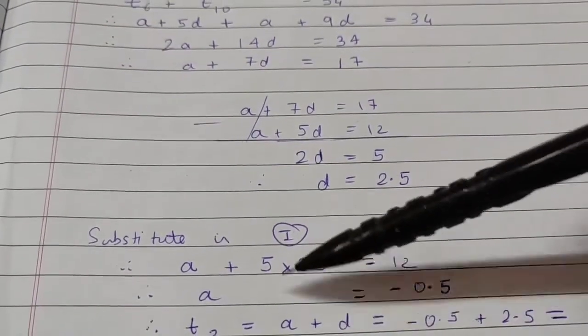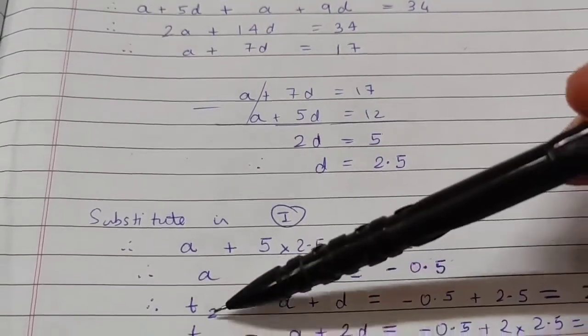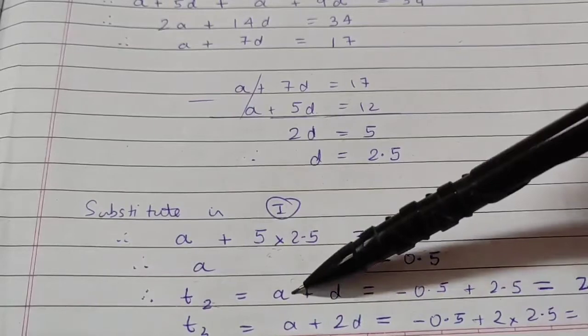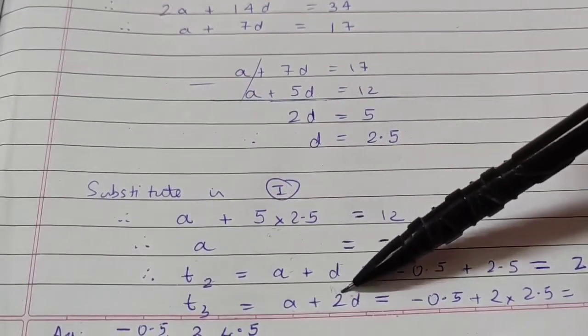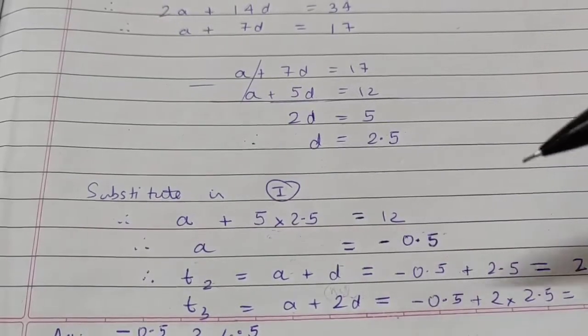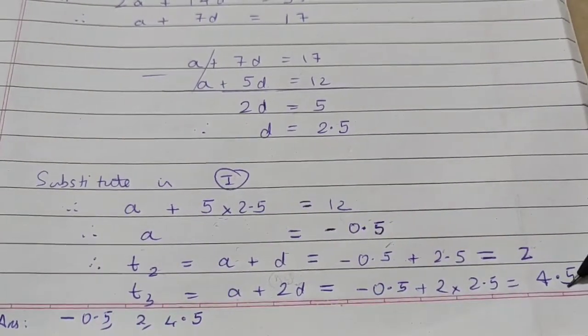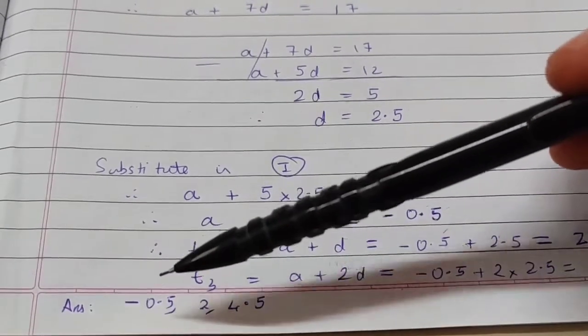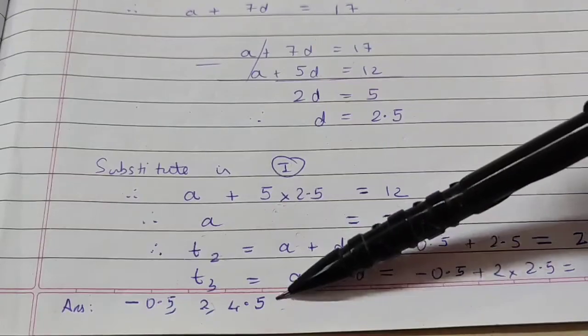Okay. First term is obviously minus 0.5 because A is the first term. Second term formula is A plus D. Third term formula is A plus 2D. Isn't it? N minus 1. I did it mentally. Substitute the values of A and D and get the second and third term as well. So the first 3 terms are minus half, 2 and 4.5 or 9 upon 2.